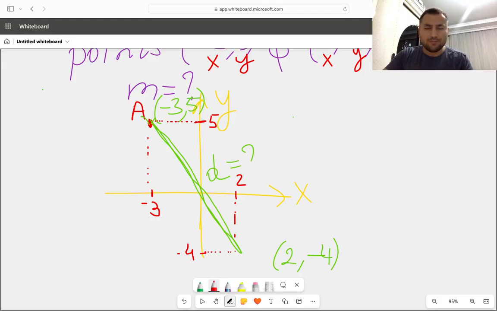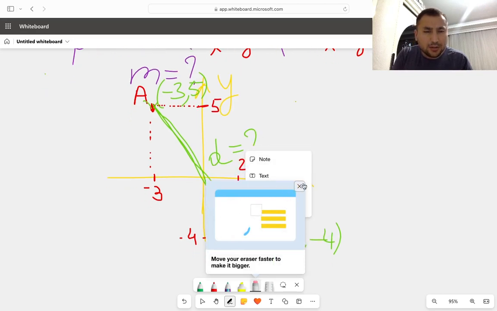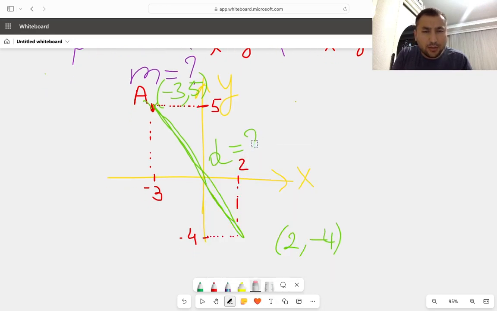Sorry. How can I erase it? It was not distance. I got it. It keeps explaining to me every time. Okay. Basically, not distance, but we are looking for the slope here. By the way, this was B here, so it was the name B.